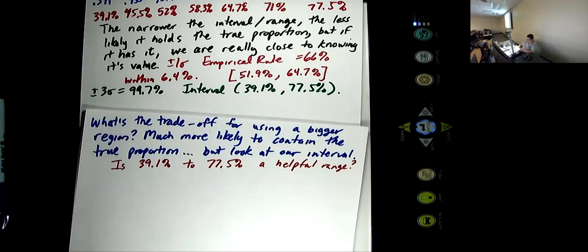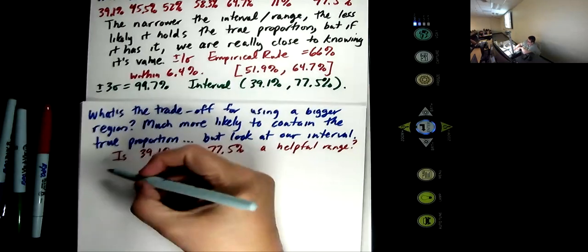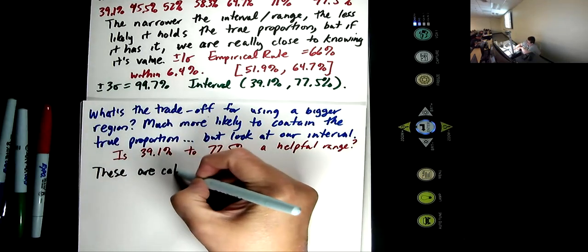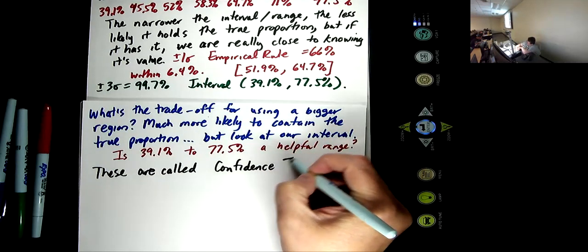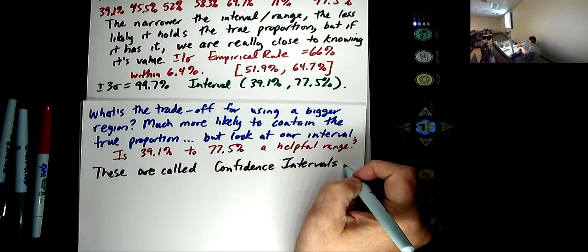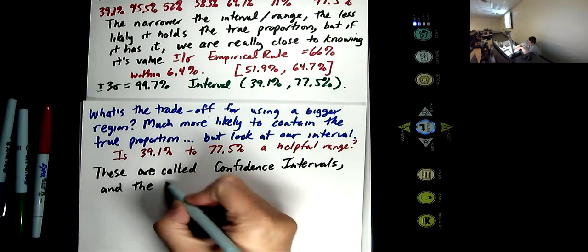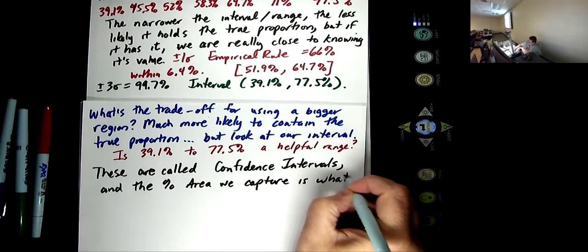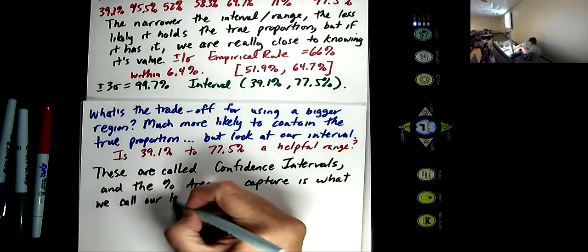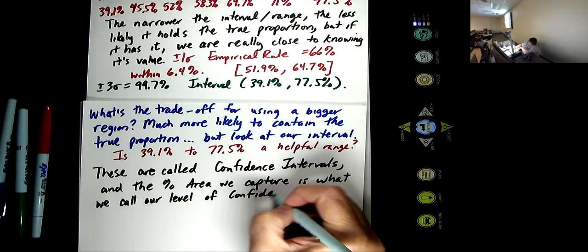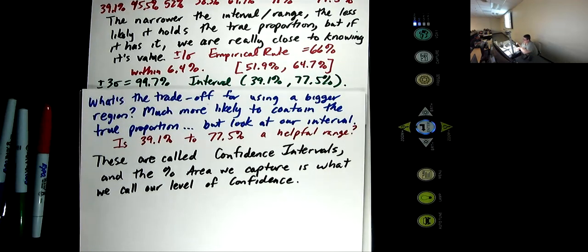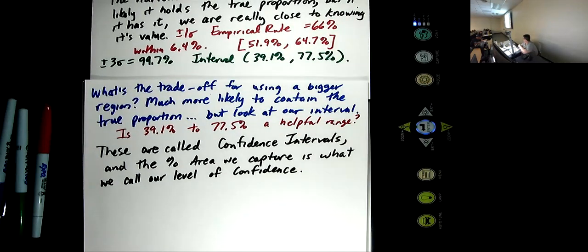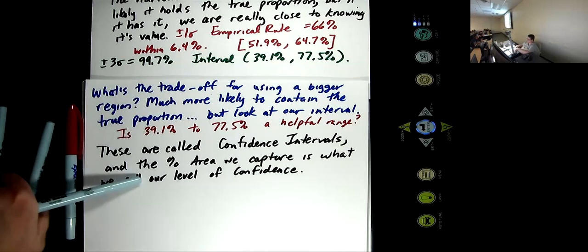These are called confidence intervals. And the percentage area we capture is what we call our level of confidence. And the way they work is we make a statement of confidence.